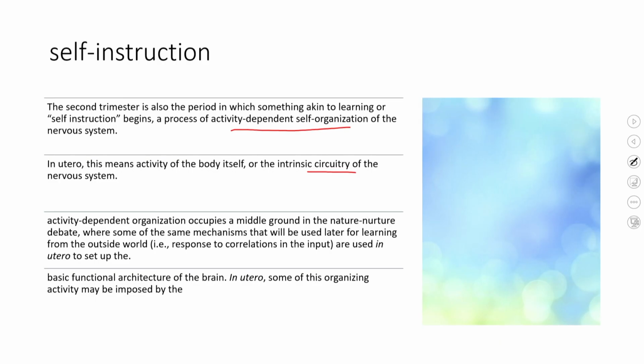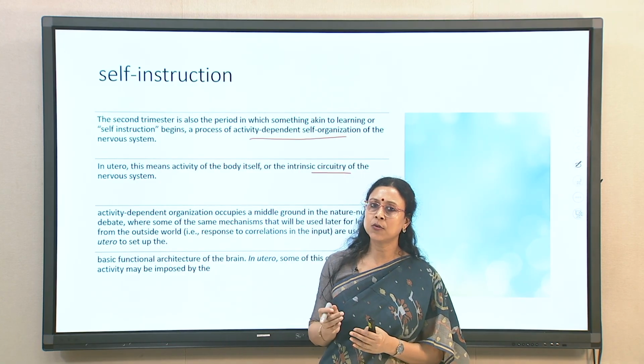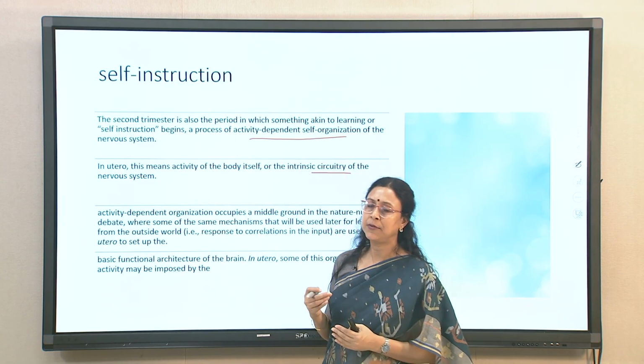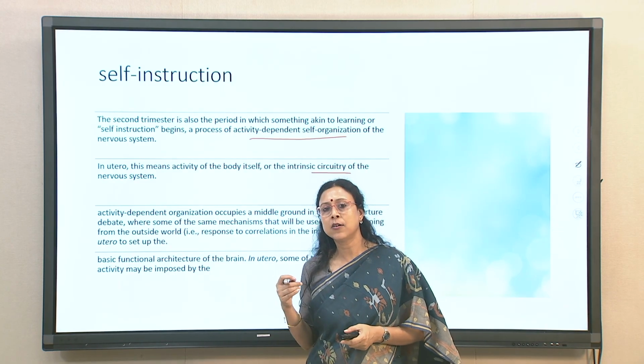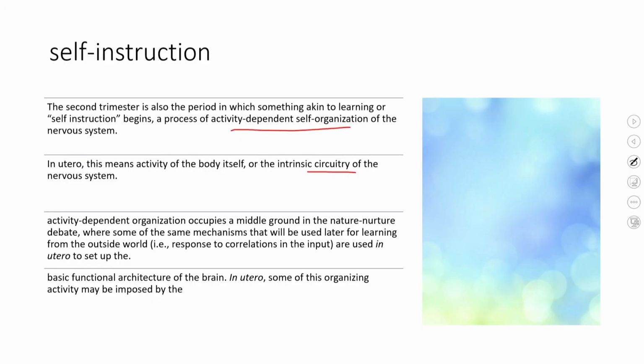Activity dependent organization occupies the middle ground in the nature nurture debate. That is why this aspect is very crucial, because remember, the nature side of the debate says that the human brain comes pre-processed, it is all there in the very beginning, and we do not need to do anything. Nurture, on the other hand, says that learning, environmental input and so on have a major role to play in language acquisition. Now we know that something called self instruction happens. So this is a middle path between nature and nurture, where some of the same mechanisms that will be used later for learning from the outside world are used in utero to set up this basic function.